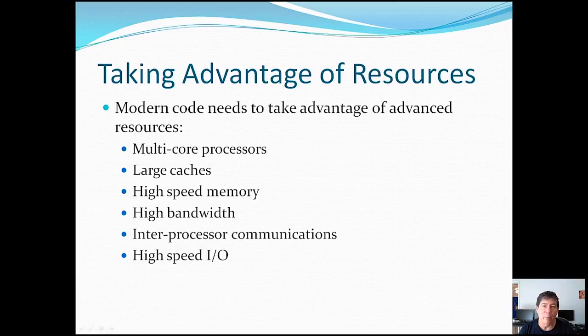When we talk about code modernization, the first thing we need to address is that your application needs to take advantage of the existing resources. This is going to include advanced resources on whatever system your application happens to be running on, such as multi-core processors, large caches, high-speed memory, high bandwidth interprocessor communications, and high-speed I/O.